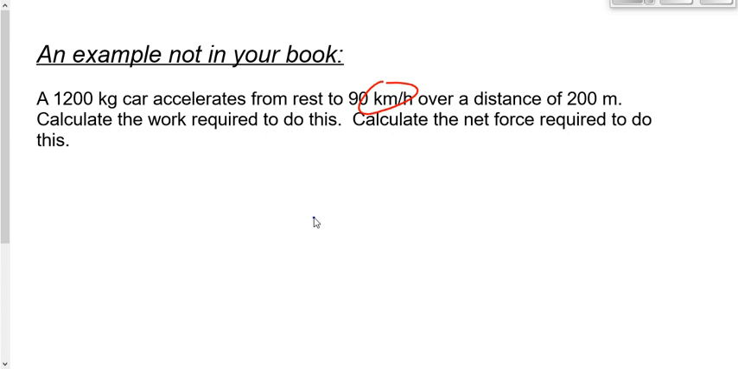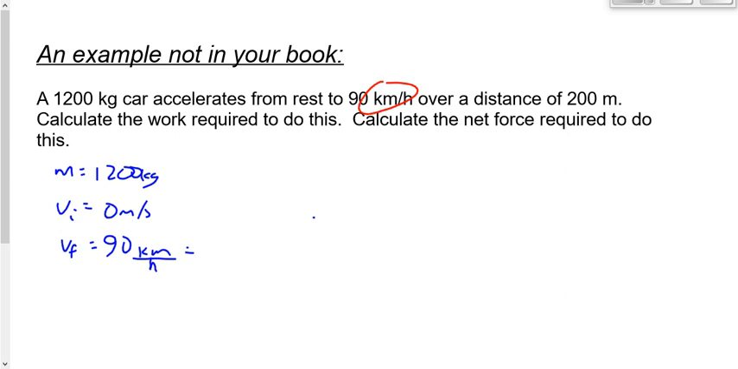Let's write down some givens. We got a mass here of 1,200 kilograms. What else we got? Tell me something else, quick. Yep. VI is 0. Okay, what else? VF is 90 kilometers per hour. We're going to convert that to meters per second by multiplying it by 1,000 and dividing by 3,600. It gives me, I believe, 25 meters per second. Is that right? The displacement or the distance is 200 meters.